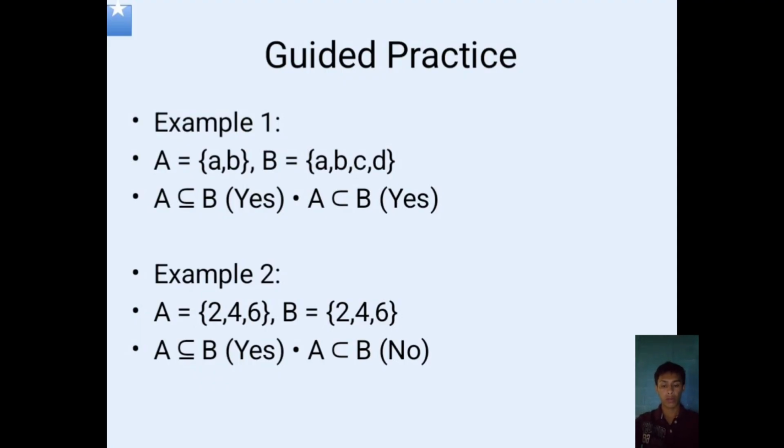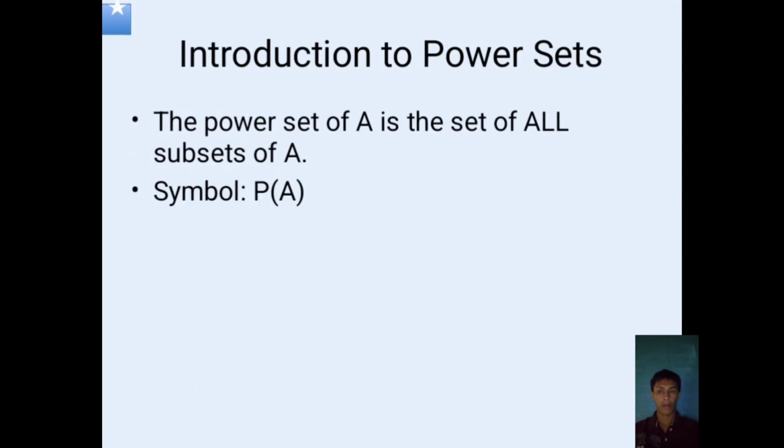So by definition, dapat mingon nato nga proper subset if lesser ang A og elements. But sa atong example, they have the same amount of elements. Therefore, A is not a proper subset of B, but it is a subset. So A is a subset of B but not a proper subset. So next, let's go to the power set.